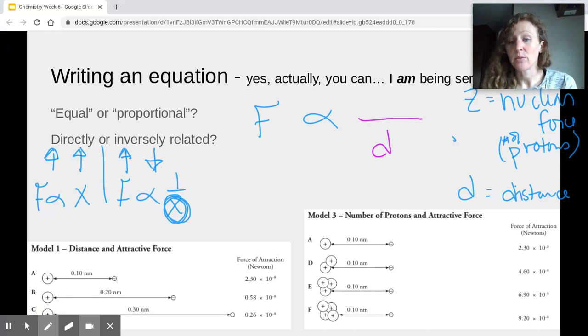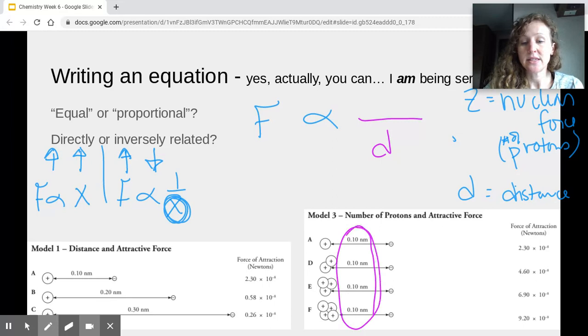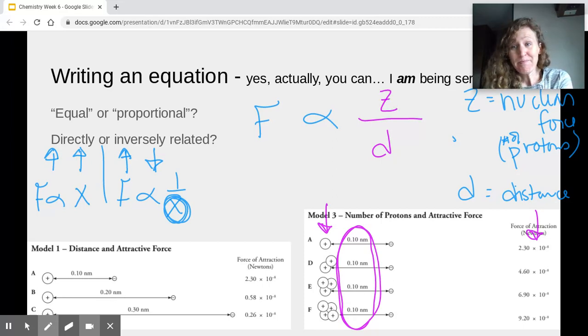Now we're going to look at number of protons and attractive force as well. Notice that the distance is constant here. So distance is not affecting my force, but number of protons is. The number of protons is going up, up, up. Force of attraction is going up, up, up. So those two are directly related. So Z is going to go in my numerator. And I have a little equation. Congratulations, you guys have written an equation with a relationship that you have derived from data.